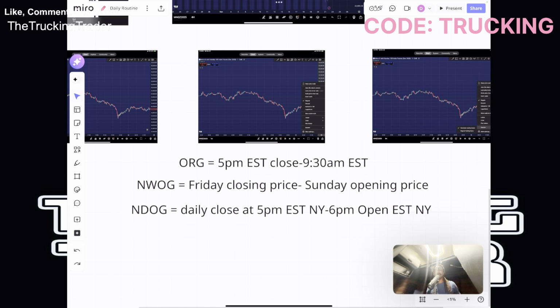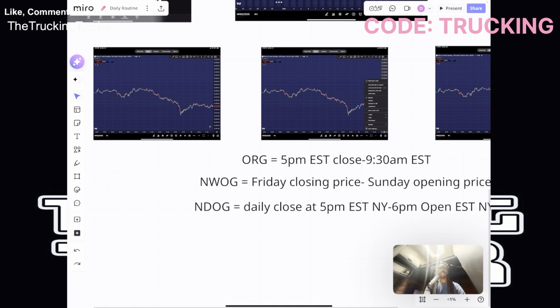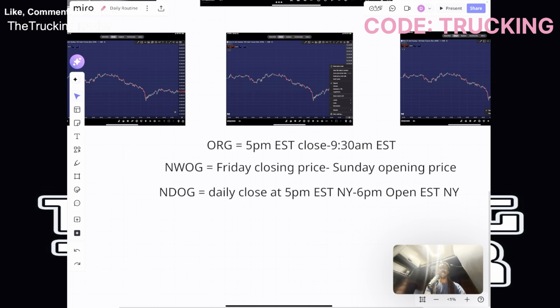I know most of you ICT students already know this, but the opening range gap forms on the close at 5 p.m. Eastern Standard Time, from the open at New York, 9:30 a.m. New York Open Eastern Standard Time. And how do you find the opening range gap?